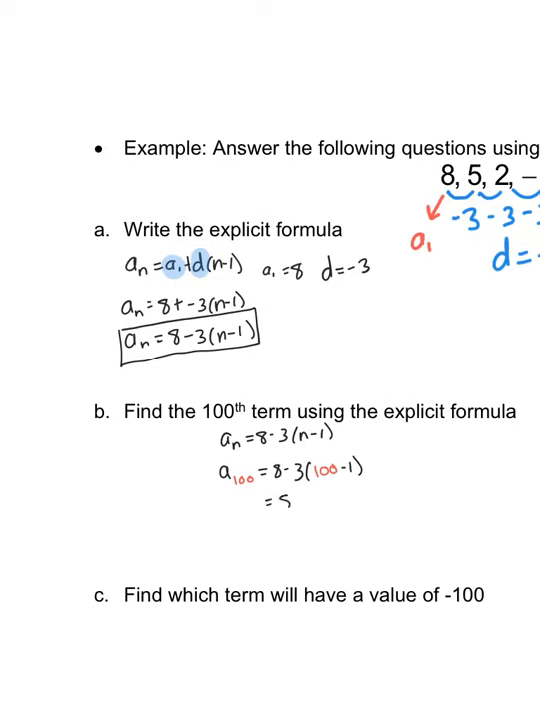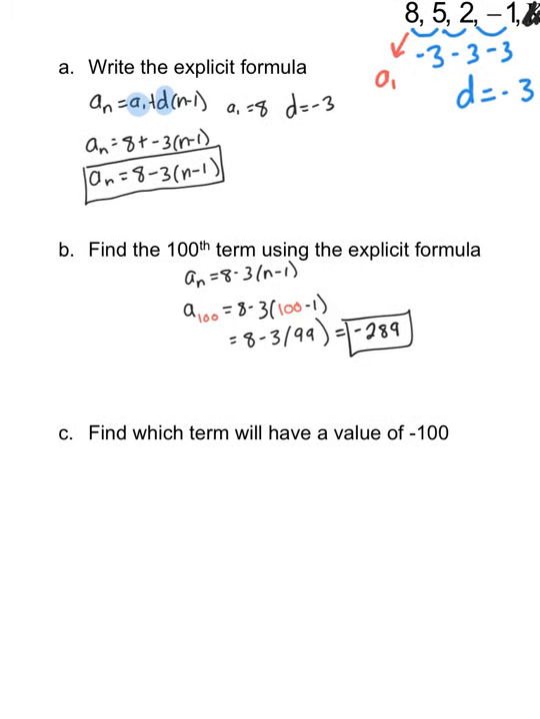So you're going to have 8 minus 3 times 99. And if you put that in your calculator, you will get negative 289. Okay, so the 100th term in that sequence would be negative 289. On the next part, it says find which term will have a value of negative 100. So what it's giving me there is A sub n. Remember, A sub n is just some term number, and it's telling me that that term number has a value of negative 100.